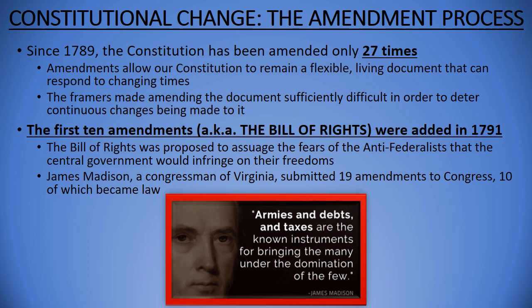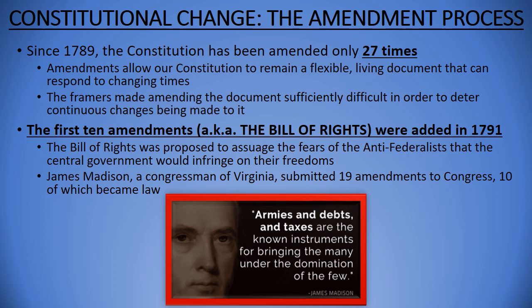So as I noted, the first 10 amendments were very quickly added after the Constitution was ratified. I said Rhode Island didn't ratify until 1790, and the Bill of Rights was added in 1791. So the Bill of Rights, for a lot of the states who ratified it, was kind of like a condition. They were like, we will ratify this Constitution, but only if there is going to be a Bill of Rights quickly added. So this did happen.